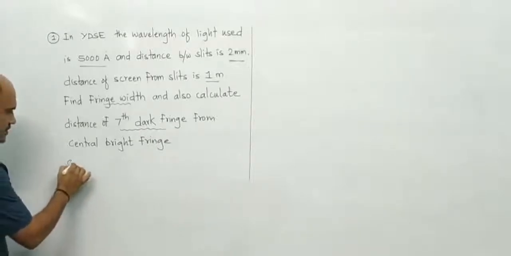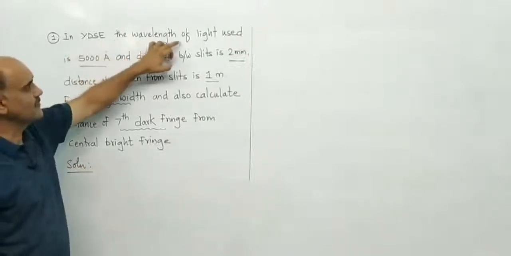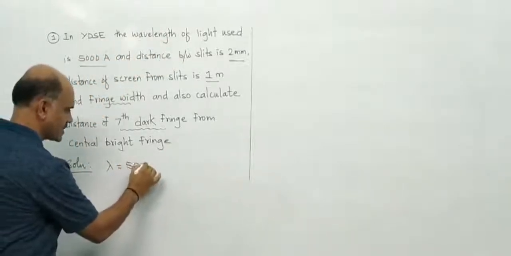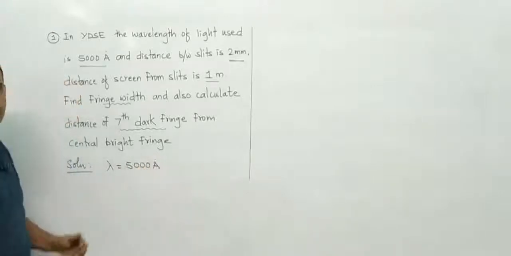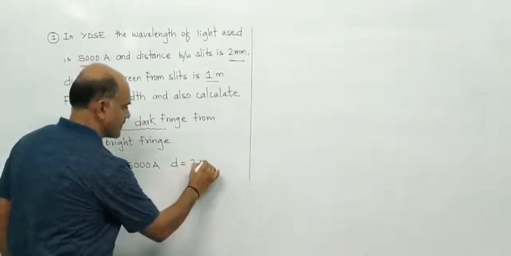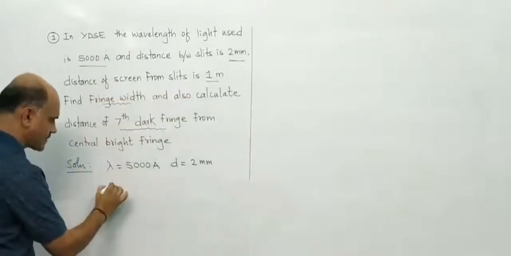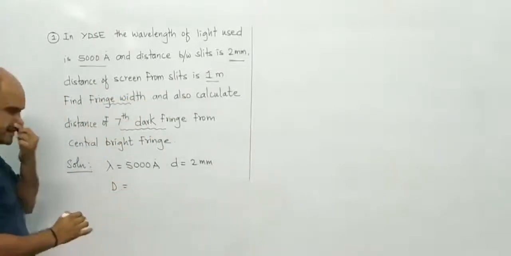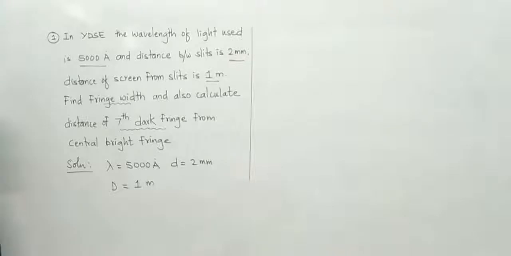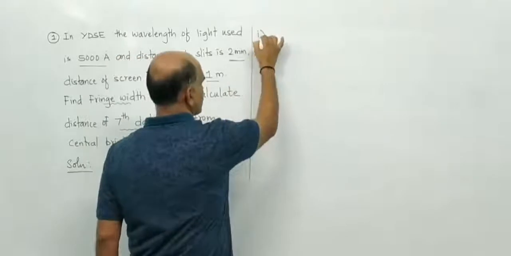So first I will write what all is given. The wavelength of light, lambda, he has given as 5000 angstrom. The distance between slits, small d, he has given as 2 mm. The distance of the screen from the slits, capital D, is equal to 1 meter. He has asked us to find the fringe width, so first we will find the fringe width.